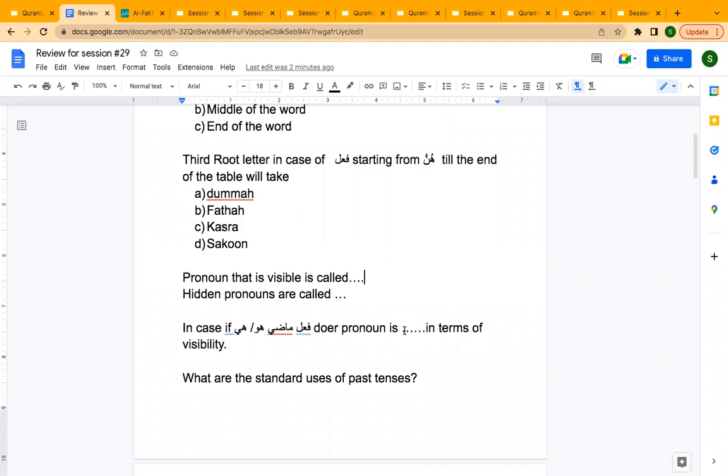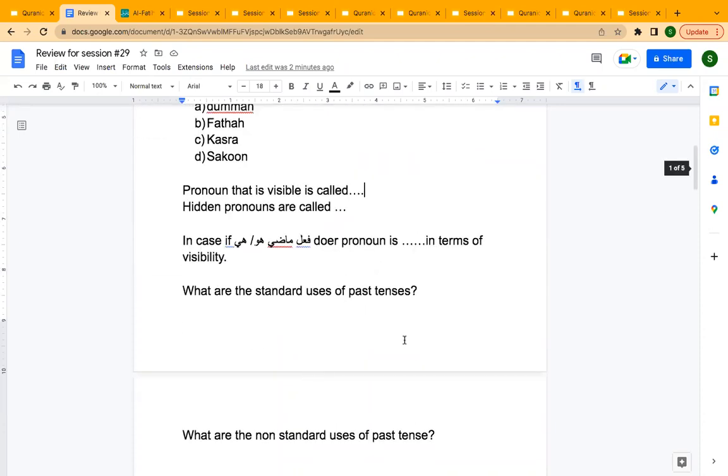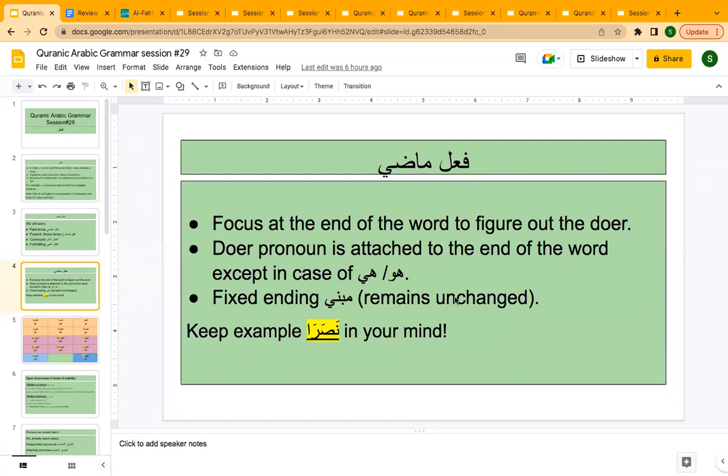Yes, it is. The doer pronoun is going to be rough in status. There is no doubt about it. I do not disagree with my sisters, but you cannot see the doer pronoun in case of huwa and hiya. Everyone with me so far? And we will go over the table and we will make sure that each and every one of you knows this. I have put these questions, standard uses of past tenses and non-standard uses of past tense. Right now I want you to go over that information. But even if each and every one of you does not remember that, that's quite all right. But if you know that, is there any harm in knowing extra information?